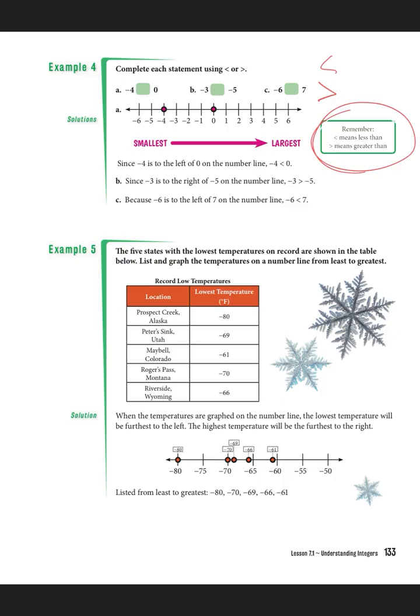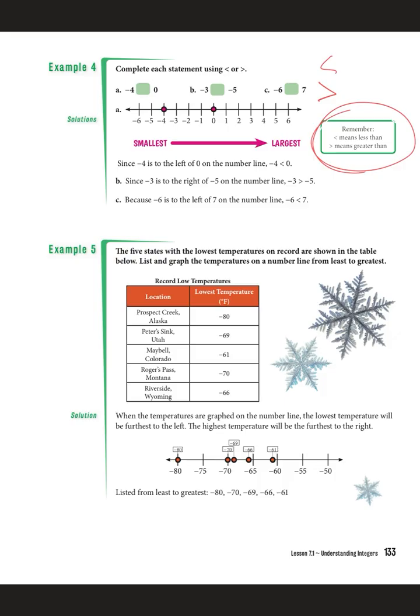So you got -4 and 0. Okay, so going from left to right, that's smallest. So in this case, since -4 is to the left of 0 on the number line, -4 is less than 0. For part B, since -3 is to the right of -5 on the number line, -3 would be greater than -5. In other words, -3 is closer to 0 than -5 is.